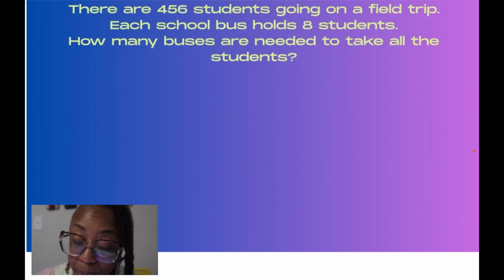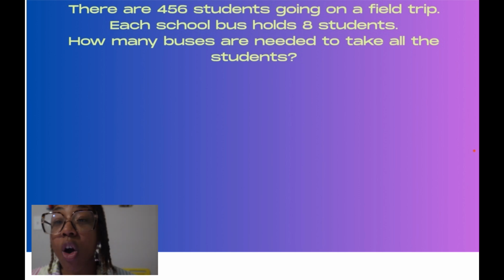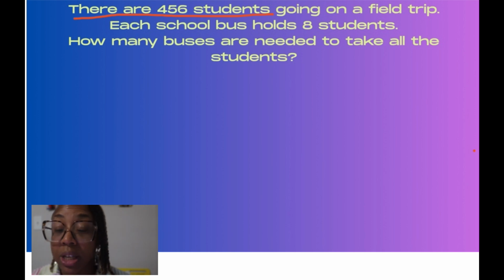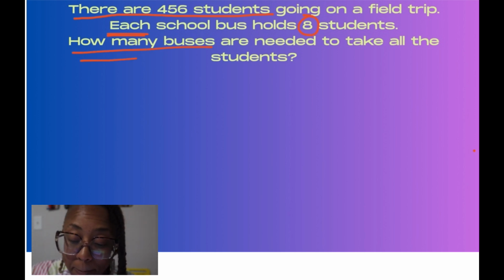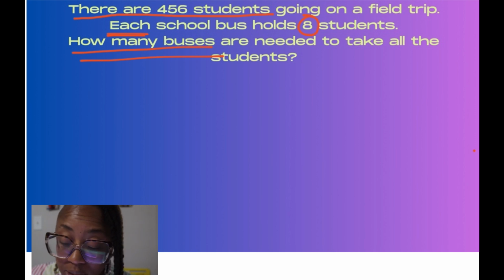Looking at our next example, there are 456 students going on a field trip. Each school bus holds 8 students. How many buses are needed to take all the students? Rereading, there are 456 students going on a field trip. Each bus holds 8 students. How many buses are needed to take all the students? So my number sentence is going to look like this.